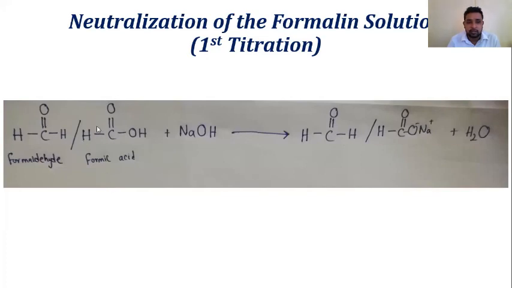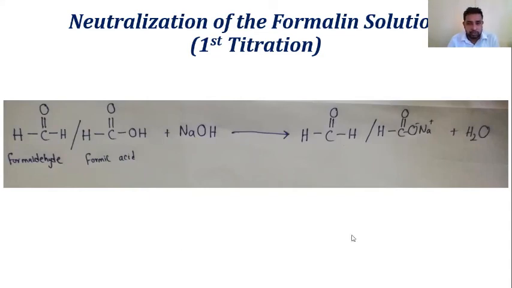The problem with formic acid is that the final titration will be an acid-base titration. If there's formic acid, it will react with sodium hydroxide, and the endpoint will have errors. The endpoint can be slightly higher than the actual endpoint. Thereby, we have to neutralize the formaldehyde solution. It means if there's formic acid, we have to neutralize that. So that's what we do in the first titration.